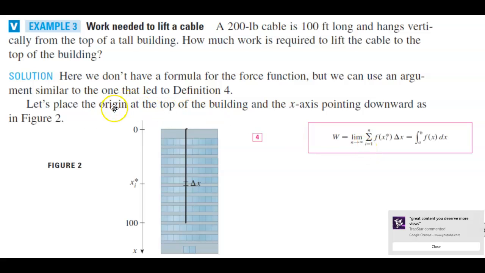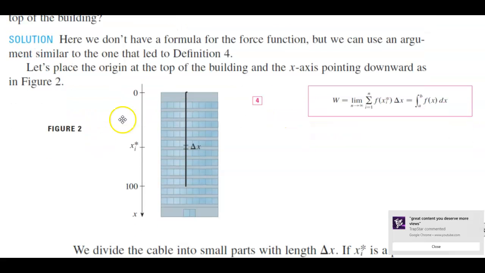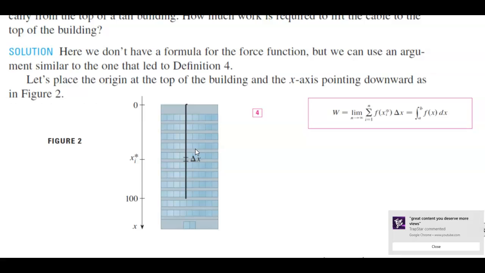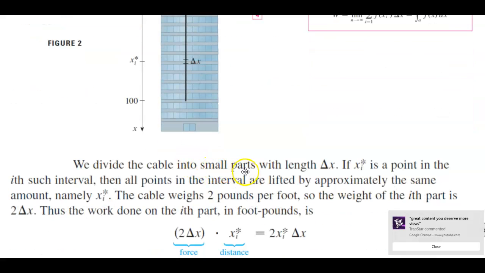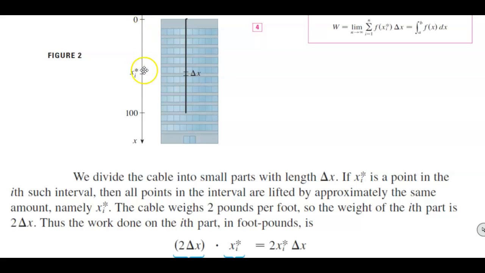Now let's place the origin at the top of the building, and the x-axis is pointing downward as in figure 2. So here's 0 and it's pointing downward, and there's your cable. There's delta x. So we divide the cable into small parts with length delta x. And so if x subscript i is a point in the ith such interval from 0 to 100, then all points in that interval are lifted by approximately the same amount, namely x subscript i.